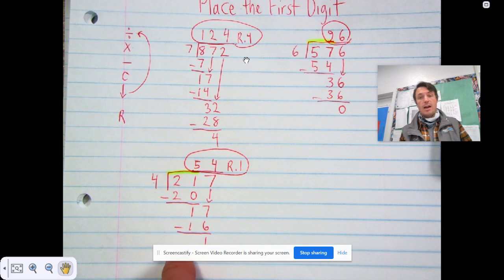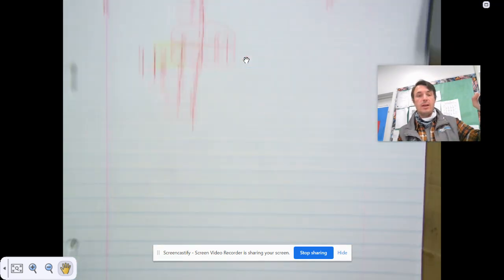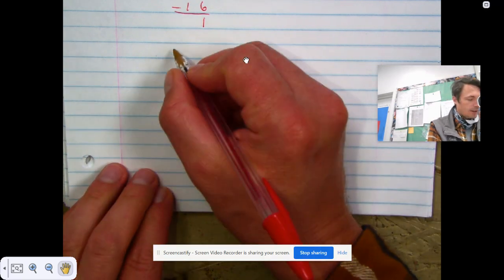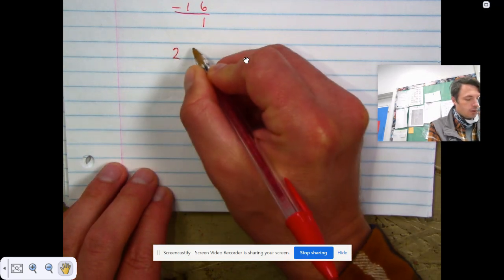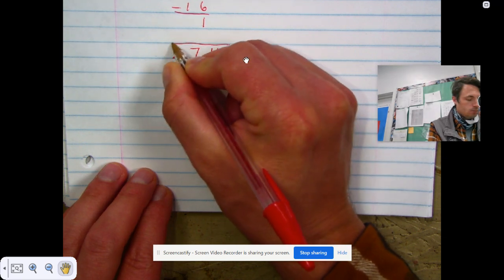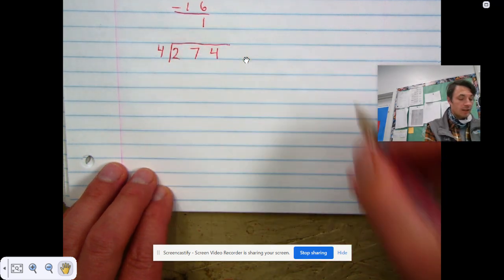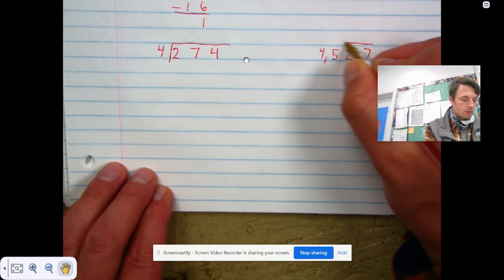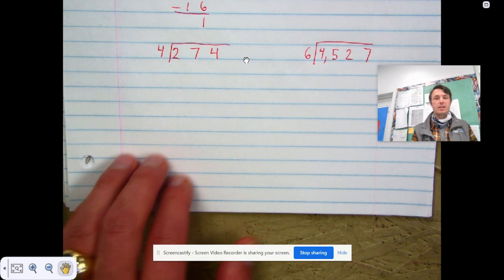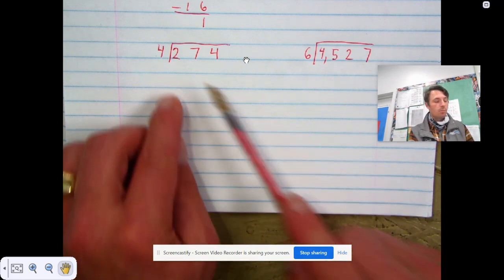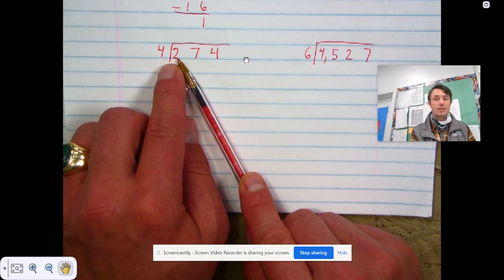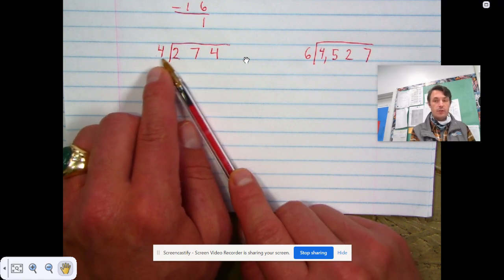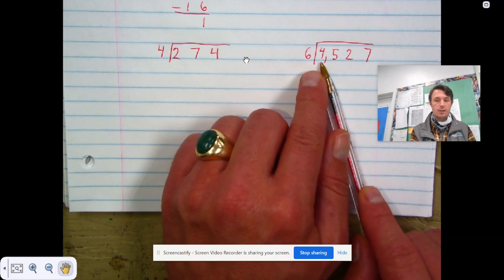Okay. Now I'm going to give you your independent practice. These are the problems I'd like you to do: 274 divided by 4, and 4,527 divided by 6. Now, in both of these cases, you start with the step divide, but you can't fit the divisor into the first digit of the dividend. Here, because you can't fit 4 into 2, and here, because you can't fit 6 into 4.